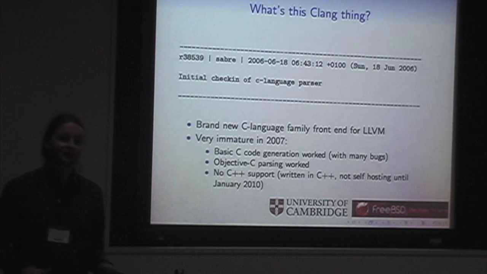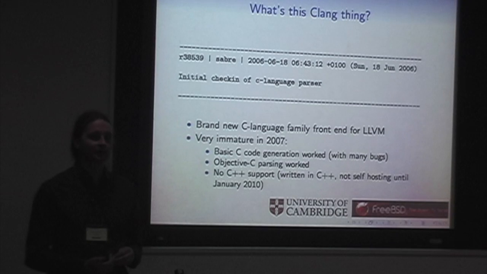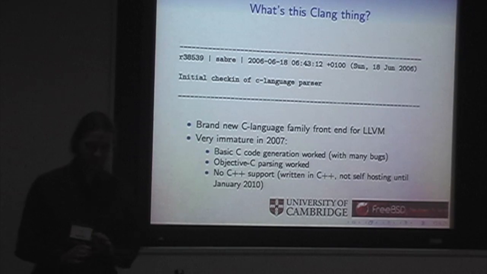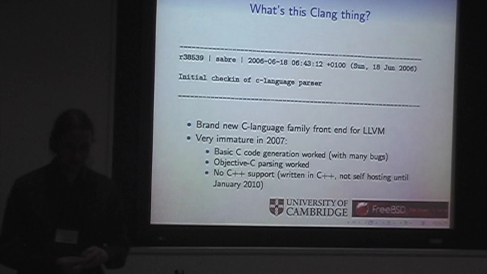Brand new C front end, and back then in 2007 when we were looking around for a new compiler, it could just about compile C code, and sometimes the C code it compiled worked. Sometimes it worked and did what you expected. Sometimes not so much. It could parse Objective-C, and that was nice. Couldn't generate code from it, but it could give you a pretty print of the AST.